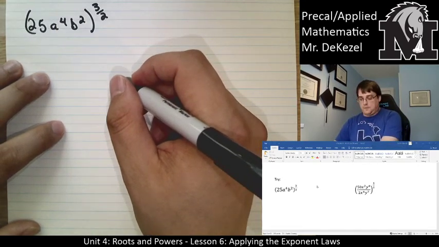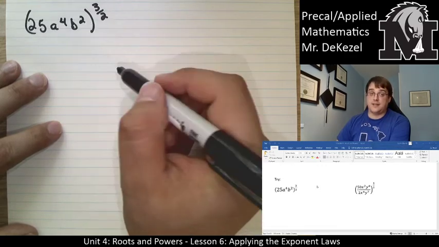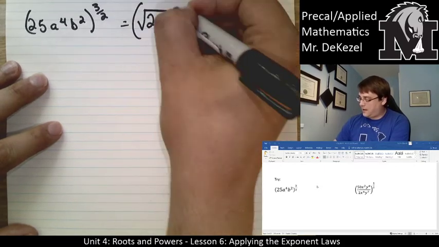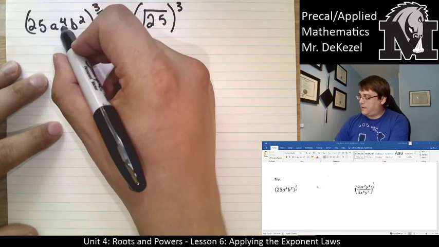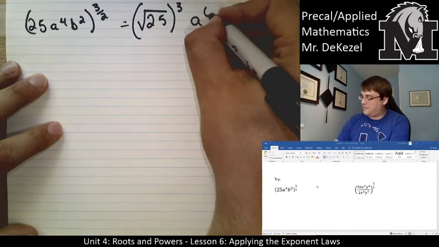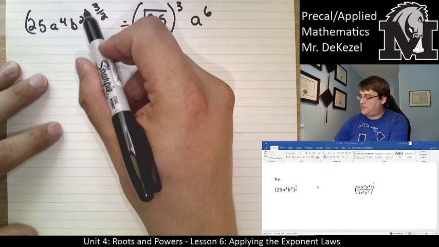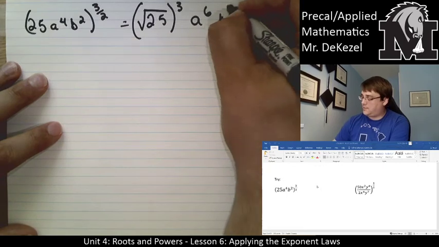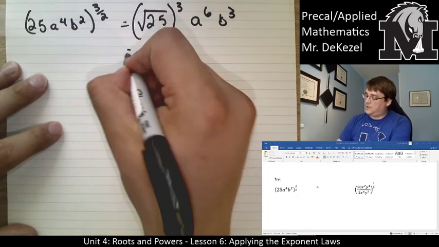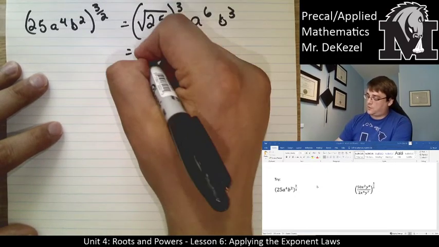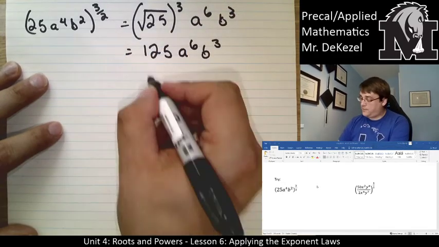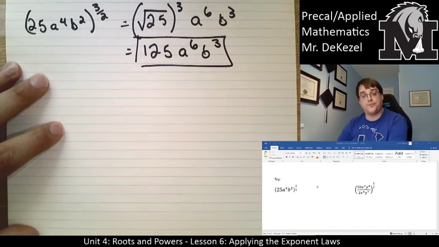Now, because this is as simple as it can get in here, we just need to apply this exponent through. So this would be 25 square rooted to the power of 3. A to the power of 4 multiplied by 3/2. So times 3 is 12, divided by 2 is 6. That's a to the power of 6. B to the power of 2 times 3 is 6, divided by 2 is 3. That's b to the power of 3. And now I can just finish off what the square root of 25 cubed is. This would be 5 cubed is 125, a to the power of 6, b to the power of 3. And that is our answer.